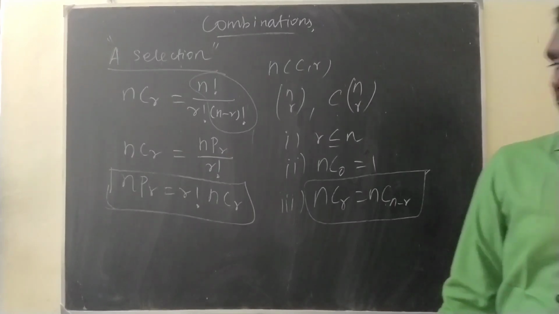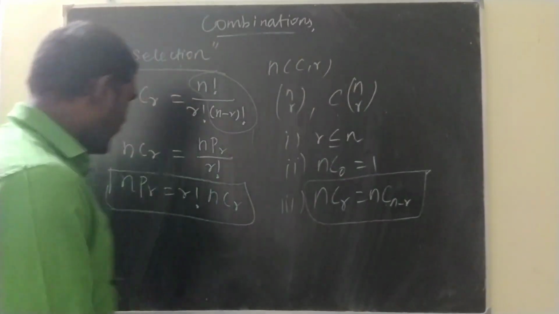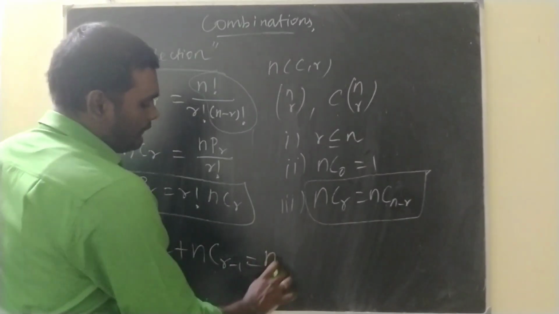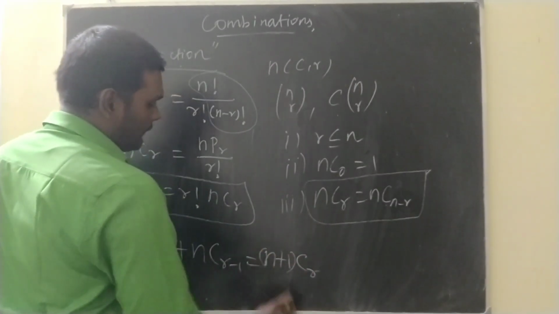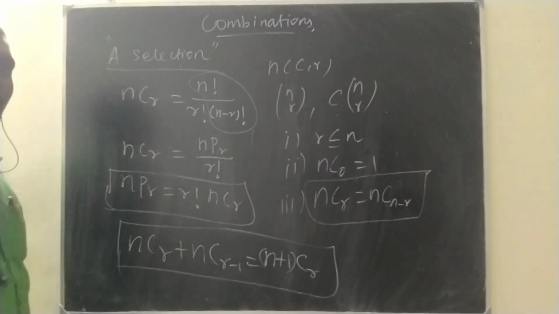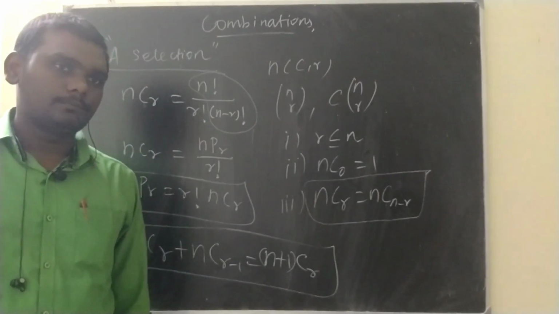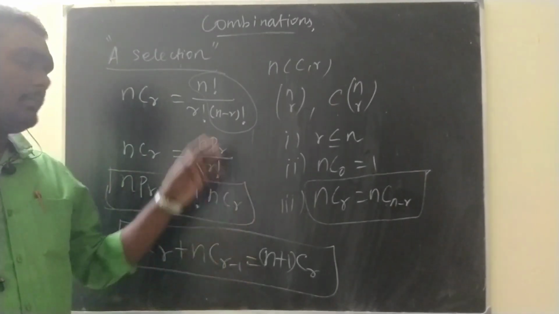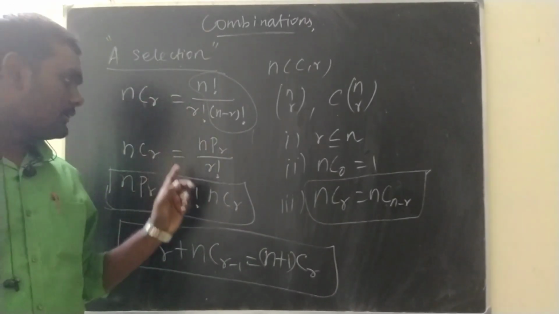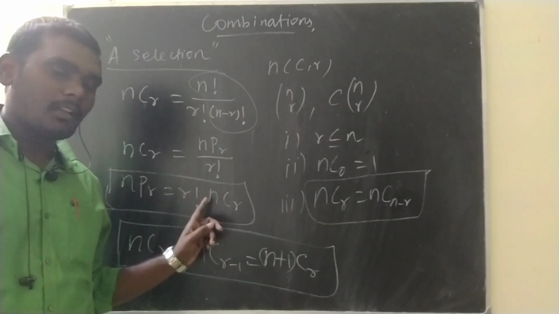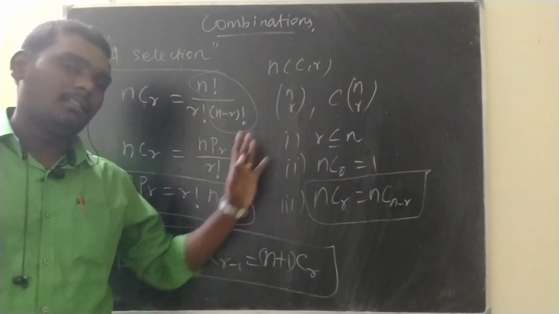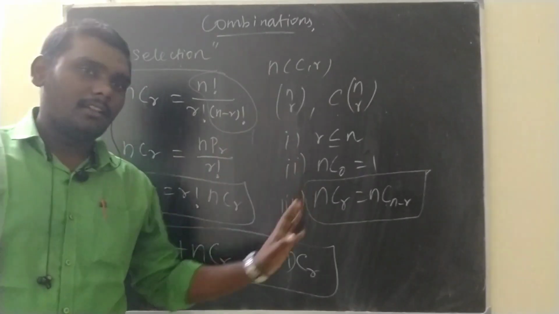That is all. Also, there is a formula that nCr plus nC(r minus 1) equals (n plus 1)Cr. Using this formula, we'll solve some questions. So these are all the formulas that we are going to use in this topic called combinations. I told you the definition and the relationship between nCr and nPr, permutation and combination, and the most common formulas that we are using. Other than this, many things are there. Only these things are very important.